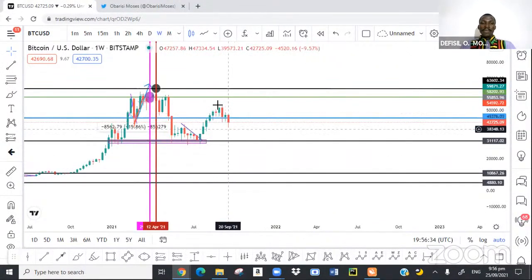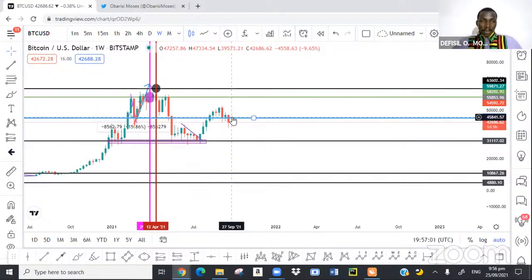On the weekly, we have the market in a bearish trend. Since it's in a bearish trend, we'll look at what we can do on the bearish trend. Now, a selling opportunity is more likely on the weekly time frame than a buying opportunity.